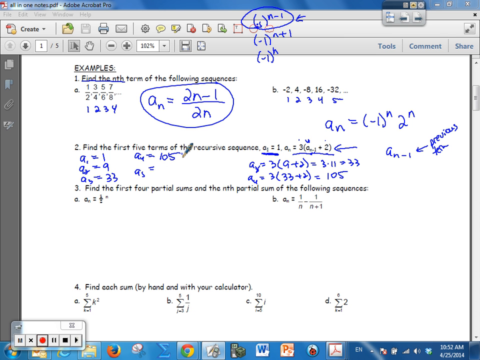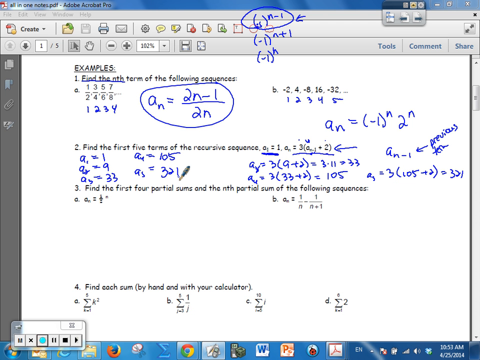And the last one, a sub 5 equals 3 times the previous term, which was the fourth term, 105 plus 2. So that's 107 times 3, which is 321. All right, and that's how we work with a recursive formula. We all okay with that? Okay.